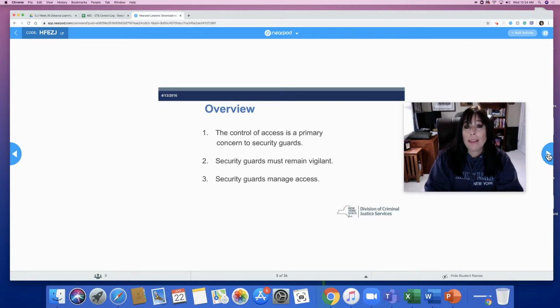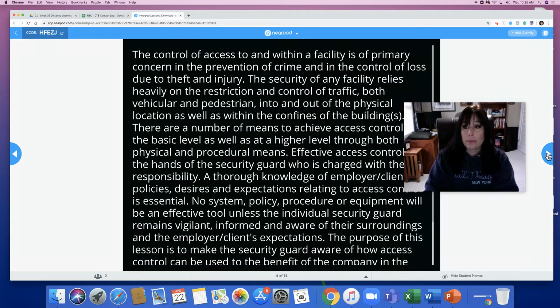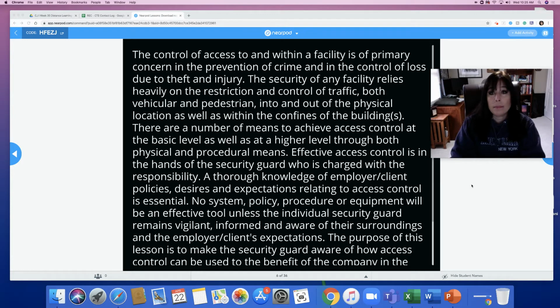The control of access is a primary concern to security guards. Security guards must remain vigilant, and they must manage access. The control of access to and within a facility is of primary concern in the prevention of crime and in the control of loss due to theft and injury. The security of any facility relies heavily on the restriction and control of traffic, both vehicular and pedestrian, into and out of the physical location, as well as within the confines of the buildings.